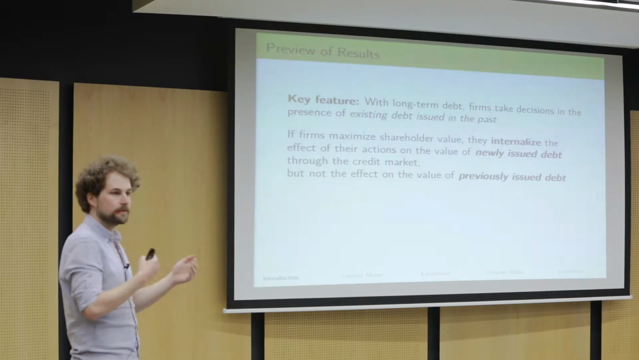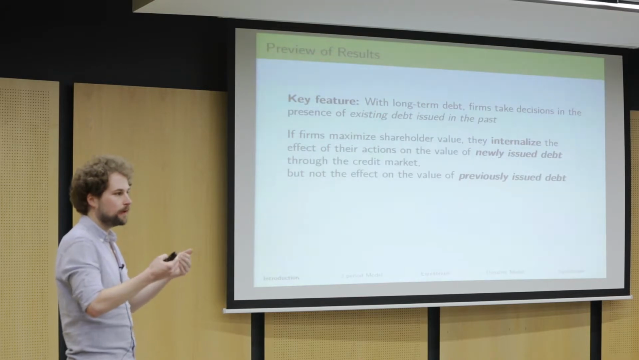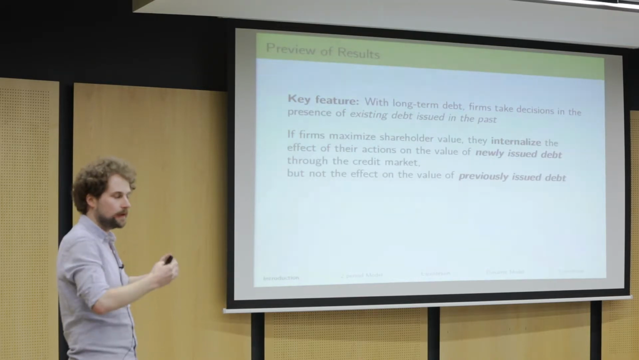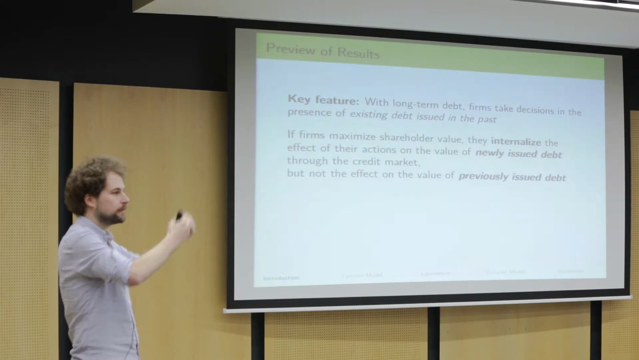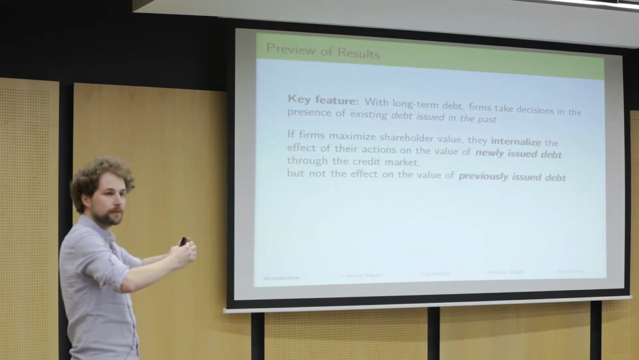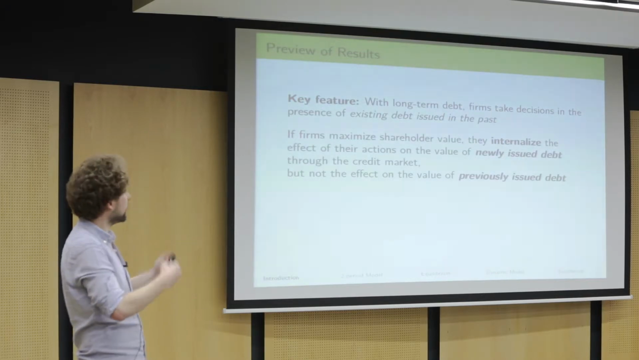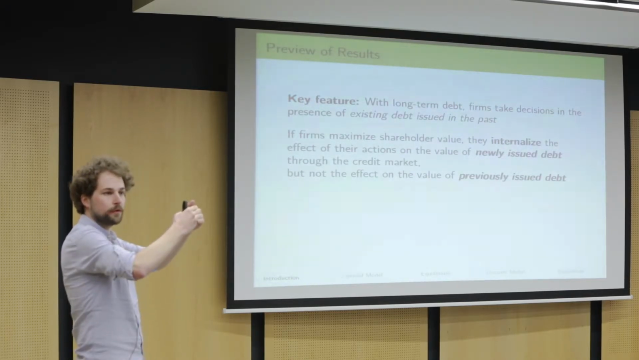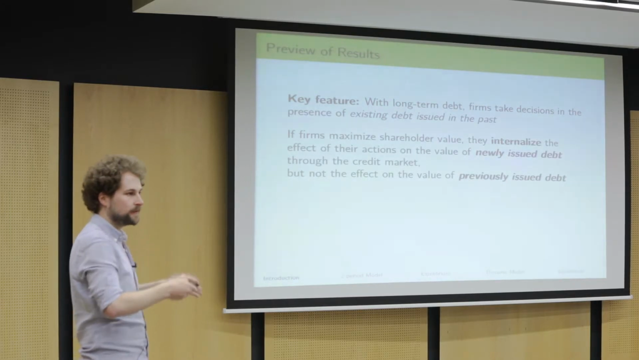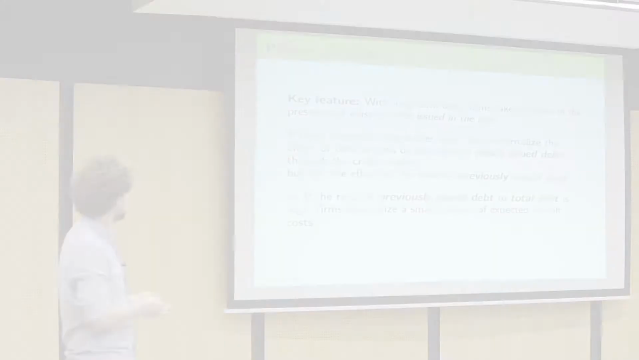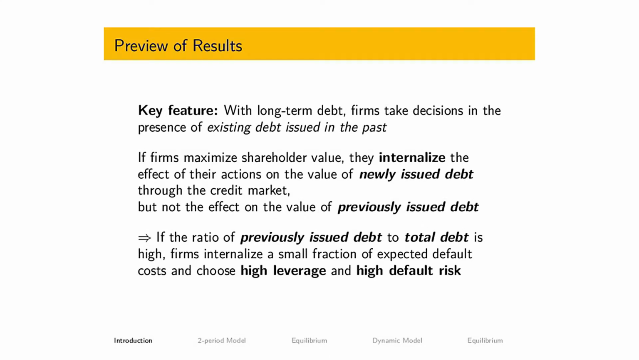If this firm chooses high leverage, which means high default risk, it takes into account that this lowers the bond revenue raised on the market when it issues new debt. But the firm disregards the fact that by raising default risk, it also lowers the value of existing debt issued in the past. This is true in this model. It means that whenever the ratio of previously issued debt to total debt is high, the firm disregards a large fraction of the total expected default costs, and therefore chooses higher leverage and higher default risk.